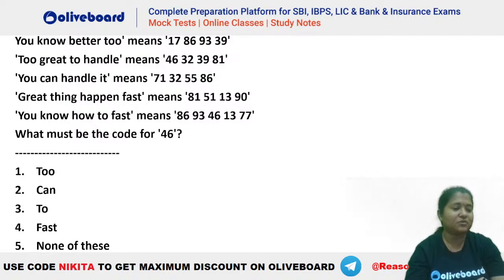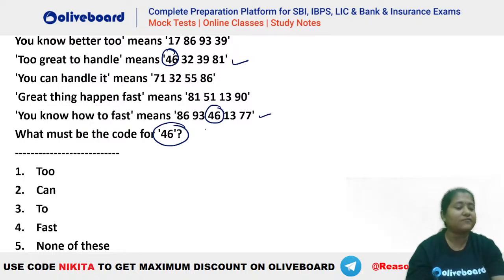Chalo, option 3, 2. Let's see. So what must be the code for 46? Which of the following words should be 46 here? You can see where do we have 46? 46 is here and 46 is here. If you compare the two, what is common between the two? You can see only 46 is common, isn't it? So what is common between the two? That means 2 is the common thing between the two. So it has to be option number 3. Are we clear? Very easy question.